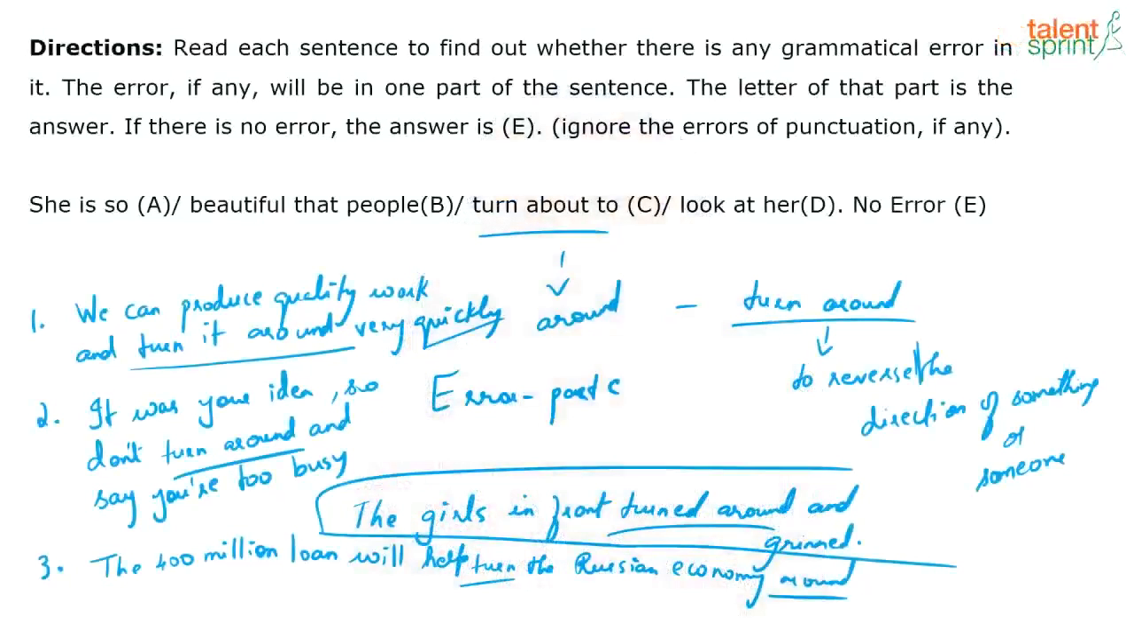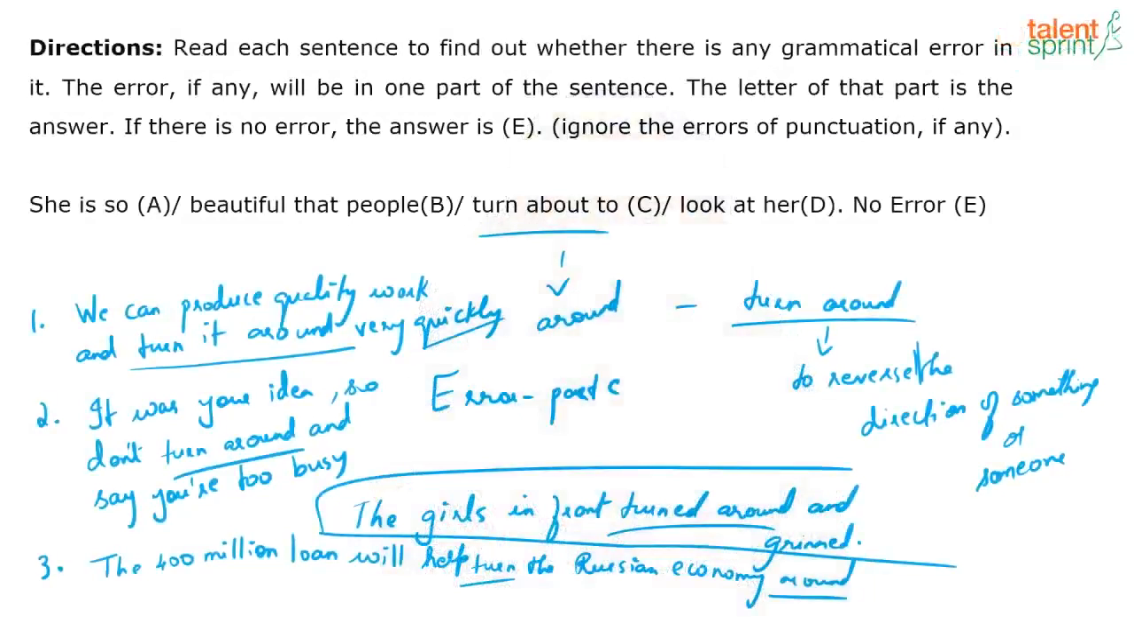Turnaround time. So in the first context, the meaning is to be able to finish something within a specific time period. Second, it was your idea, so don't turn around and say you're too busy. Which means you suggested this idea, boss. Now why are you backing out? So turn around in this context, the second context means what? It means, hey, now you're not being helpful. Now you're changing your mind. You're going back on what you said you will do. This is your idea. So don't turn around and say you're too busy.